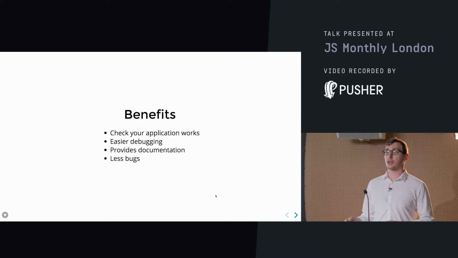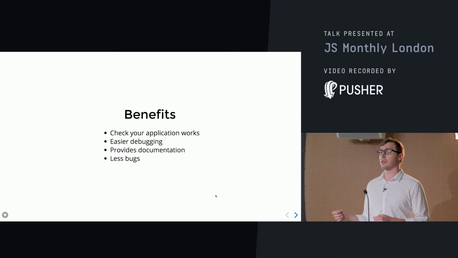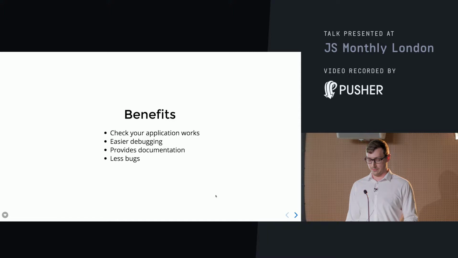Second, if something does go wrong and you've broken a test, debugging is a lot easier. It's quite easy to pick out what test went wrong, where it went wrong, and how to fix it. Also, it provides documentation. So if you're a new developer to a project and you need to understand how a component or a unit works, you can pick up the test file and see exactly what the developer intended the component to do. And all of this leads to fewer bugs.